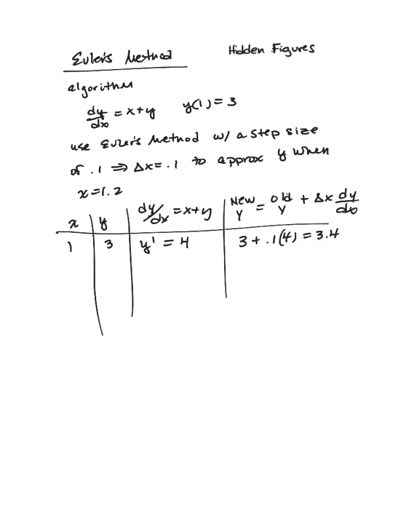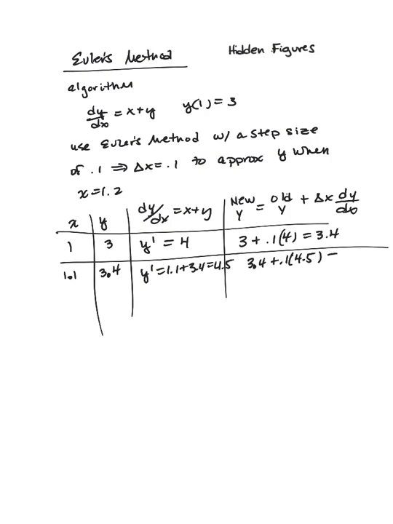Okay, so that was the tangent approximation that we did in the first problem. Now we know that we have the point (1.1, 3.4). So now we start over. Here y prime is 1.1 plus 3.4, which is 4.5. So my old y is now 3.4 plus delta x times 4.5.